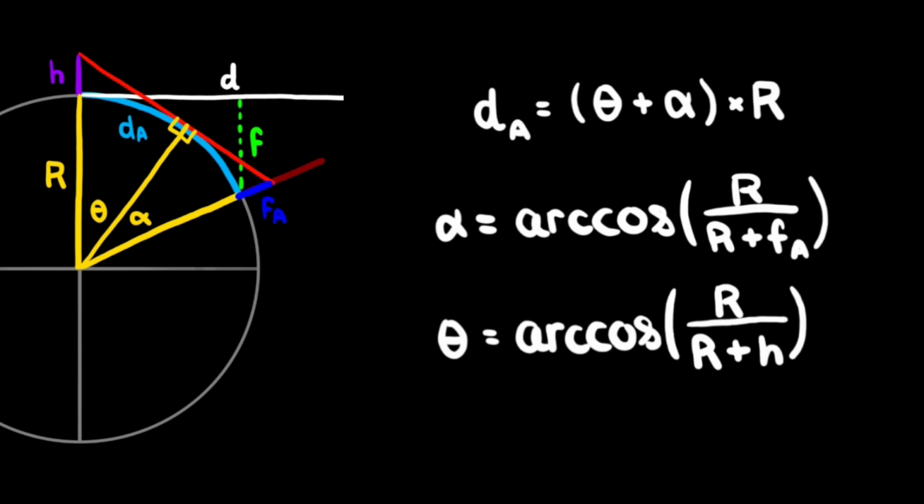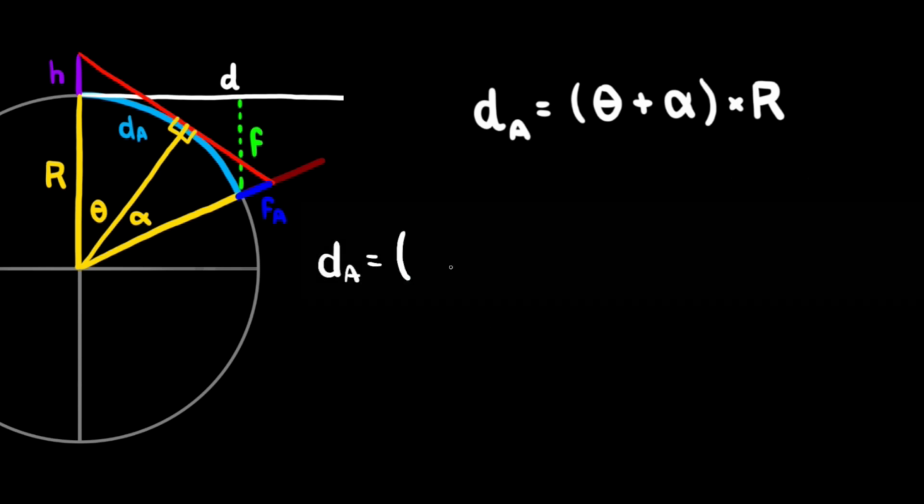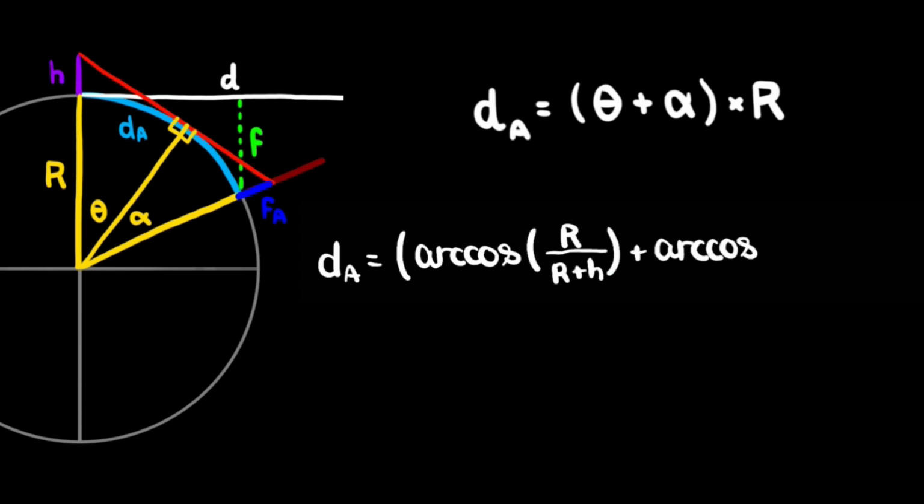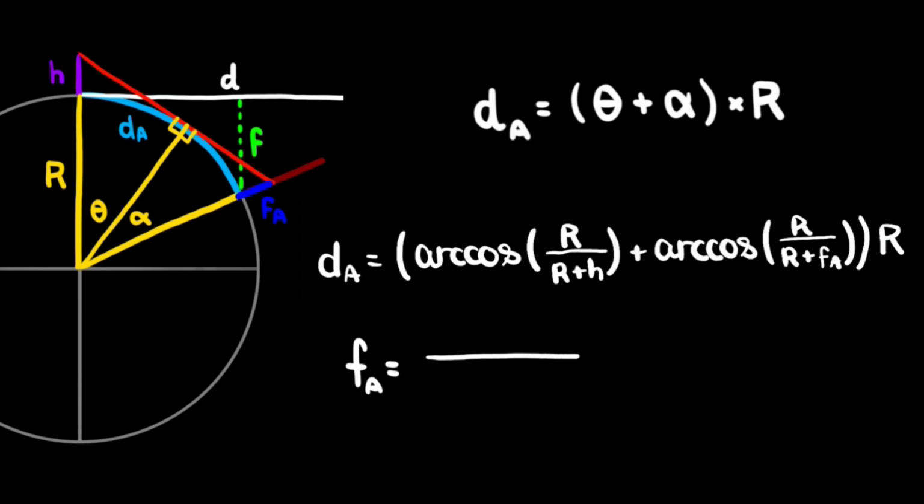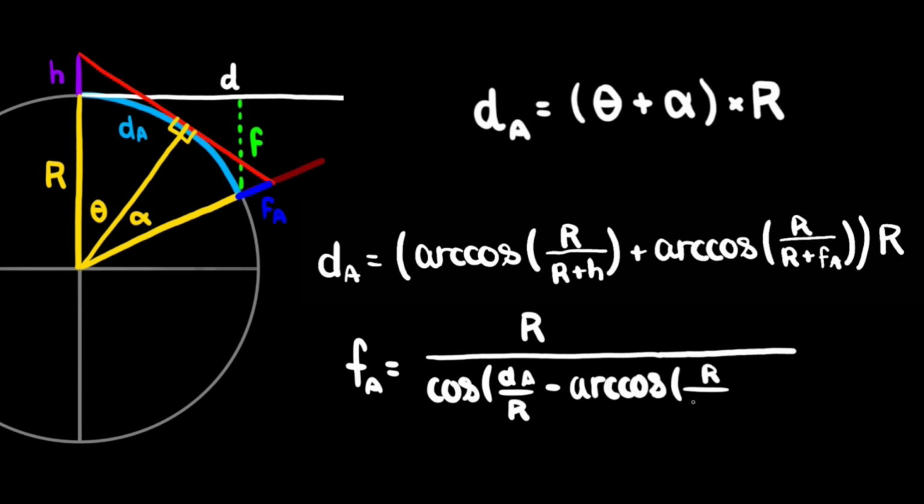In any given situation, we will know our distance to the object, our observing altitude, and the radius of Earth. But we want to know what our obscure distance FA is. So let's rearrange this equation. This is just algebra, so put your high school math skills to work. What we end up with is this equation.